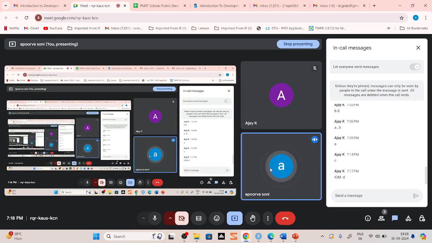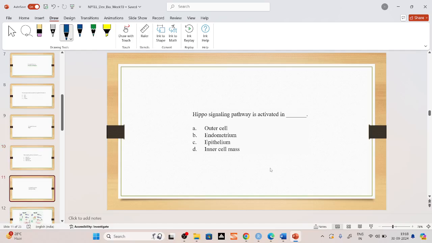The correct answer you have given is option D, which is the inner cell mass. When we talk about the early embryonic development stage, Hippo signaling is important because it regulates cell fate. It is active in the inner cell mass to maintain pluripotency, and it prevents these cells from differentiating into trophoblast cells, which form the outer layer of the blastocyst. So there are two layers. First is your inner cell mass, and the second one is your trophectoderm.